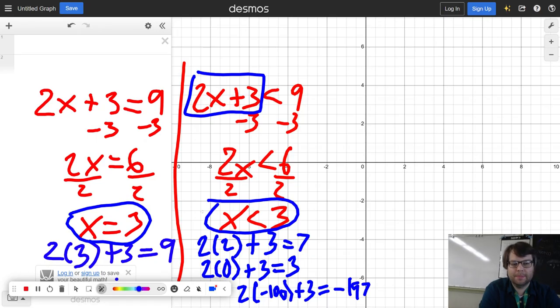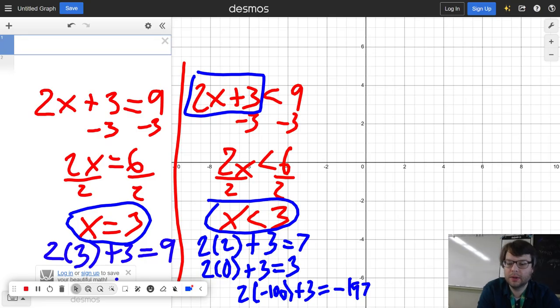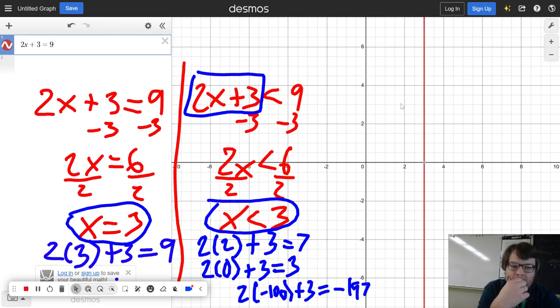Okay? Now watch what happens when I try to ask the computer to graph these solutions. If I tell the computer 2x plus 3 equals 9, notice that we've got a dot where x is equal to 3. If you go up and down this line, the x value is only 3. The x value is always 3, because x equals 3 is the only number that solves the equation.